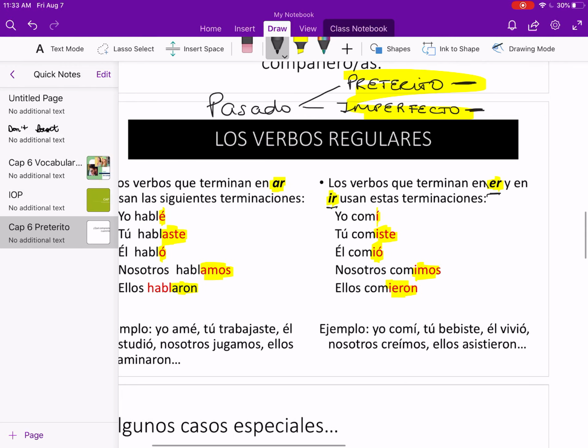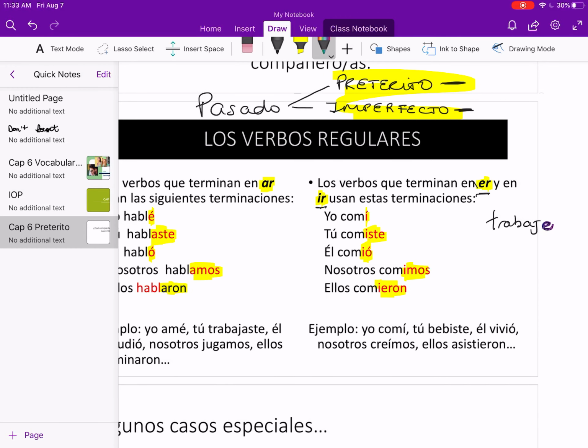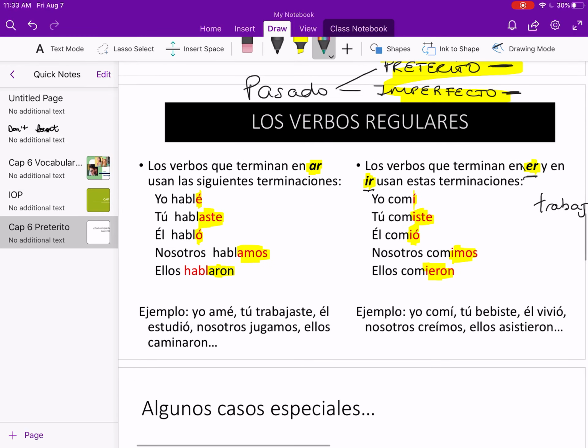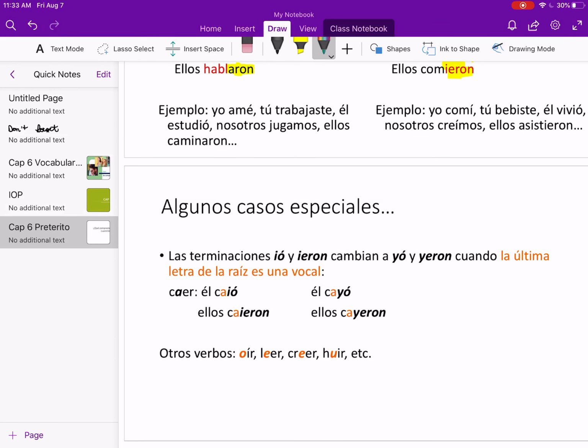So if you take a verb like trabajar, yeah, you basically do the same thing. You just get rid of AR and you put yo trabajé, tú trabajaste, él trabajó. See? Oh, it's down there. But we have some special cases.